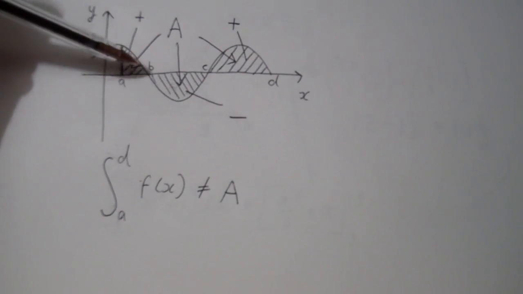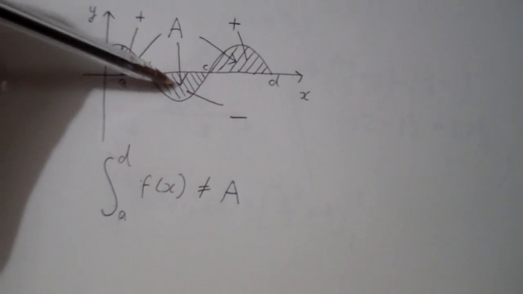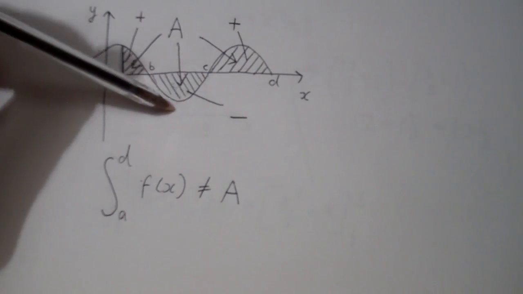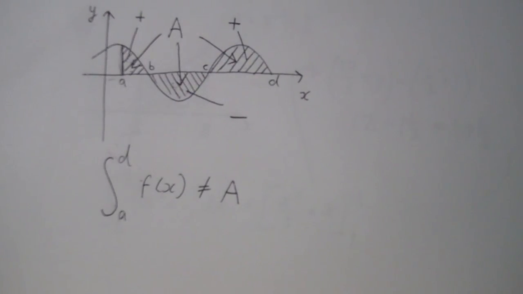To get the correct answer you need to make all of these three areas positive and add them all together. So you'd have to do a modulus sign. You have to make sure you know that this is negative and change it to be positive. So how do we get around that?